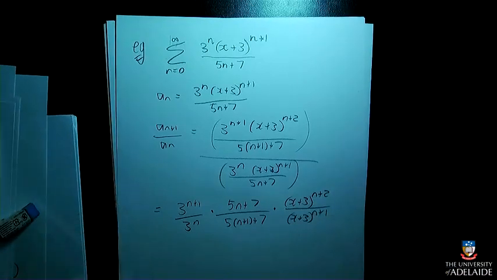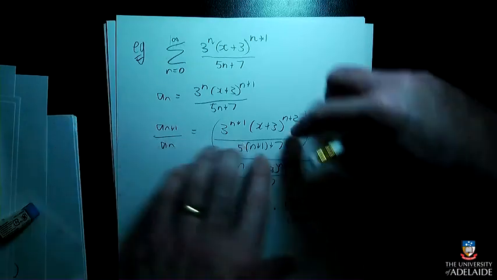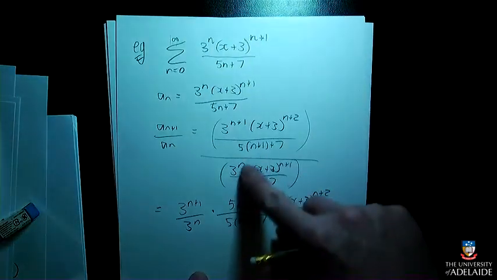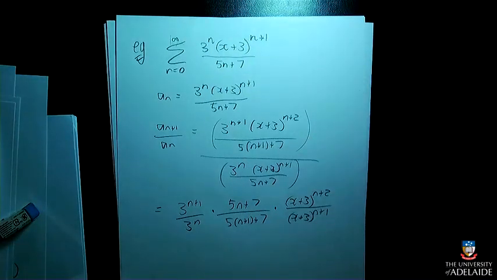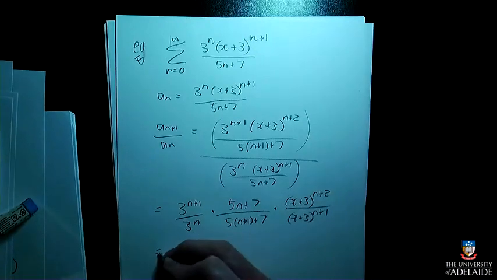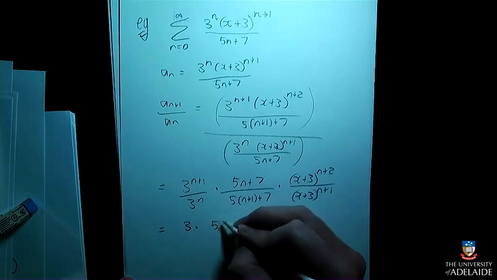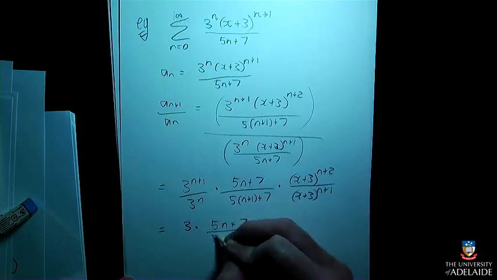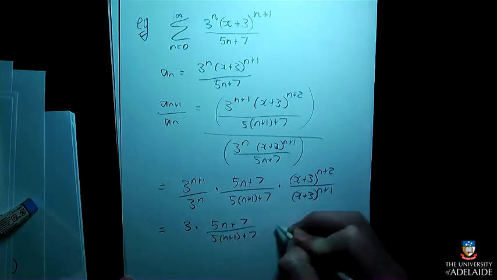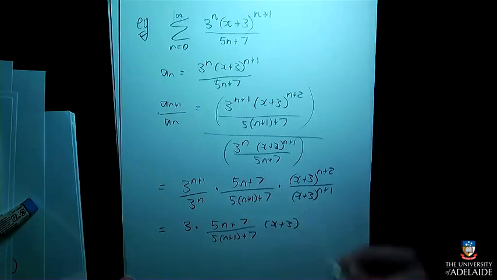If I'm very careful about my rearranging, I can do this. Anything that was on the top stays in the same place, and everything that was on the bottom is in the opposite place. So this one just comes out to 3. This one, there's nothing much I can do about that. And this one comes out to x plus 3.